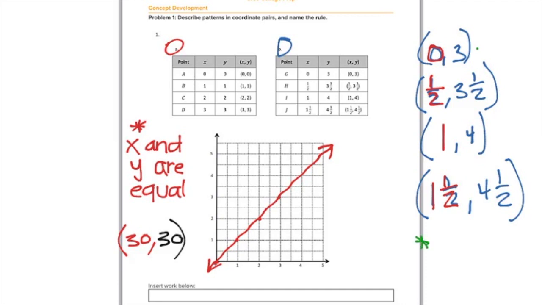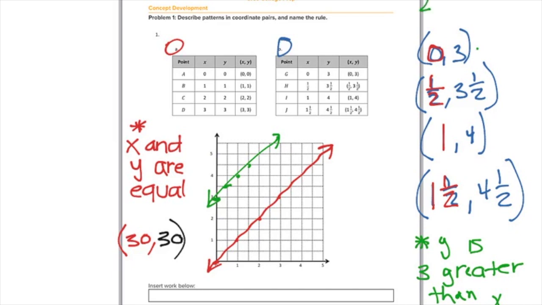Y, and you're going to write this down, y is 3 greater than x. And that, you all know, means to add. Okay, so now you're going to plot it. So you have 0, 3, half, 3.5, 1, 4, 1.5, 4.5. Okay, and I can see that my line's going to go like this. Get that plotted now.